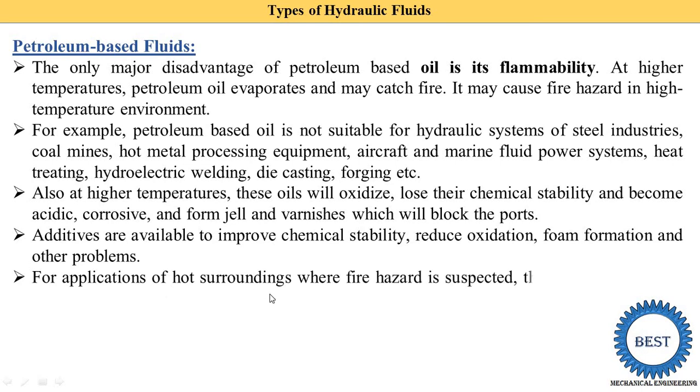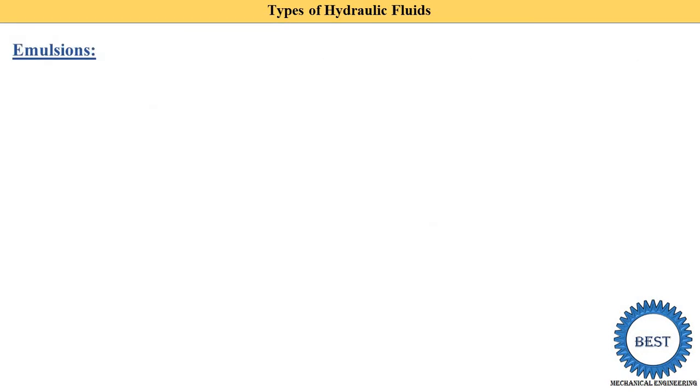For applications of hot surroundings where fire hazard is suspected, several types of fire resistance fluid are available. Means in high surrounding conditions, mentioned in the second point, in this type of condition, the various types of fire resistance fluids are used. On fire resistance fluid, I will make one separate video in 1 or 2 days, so you can watch that. Now the second type is the emulsions type.